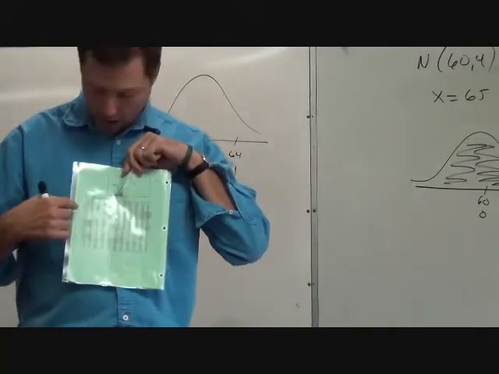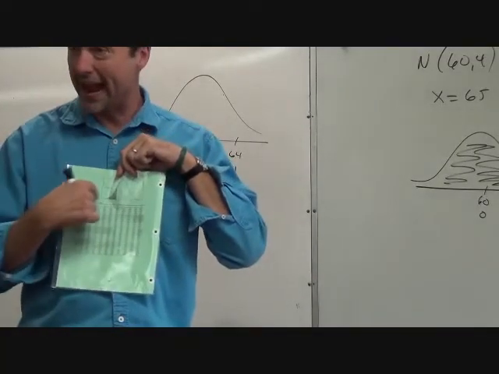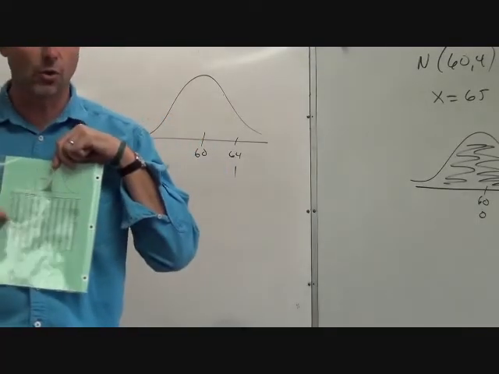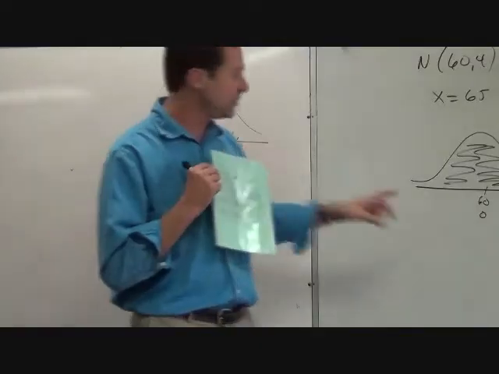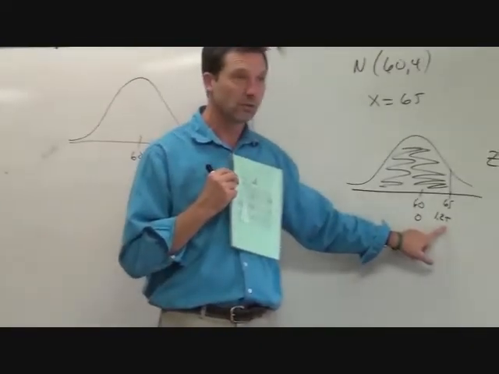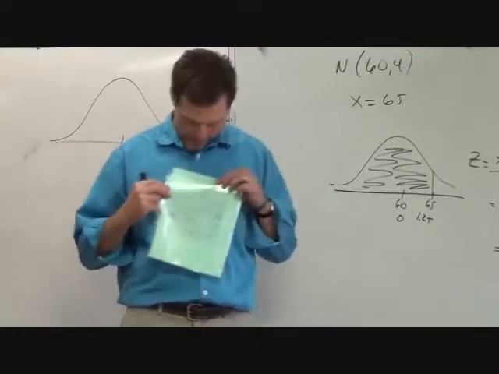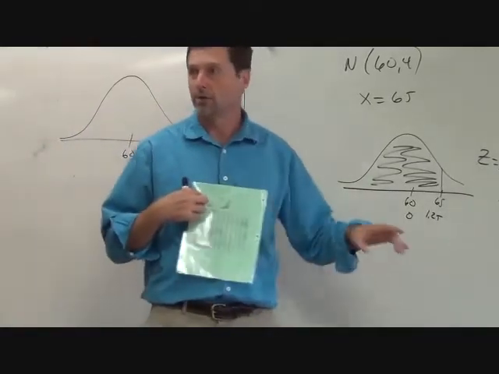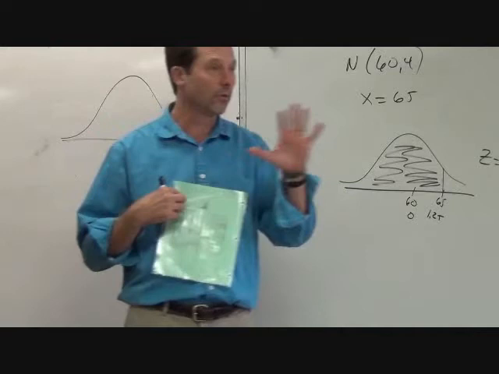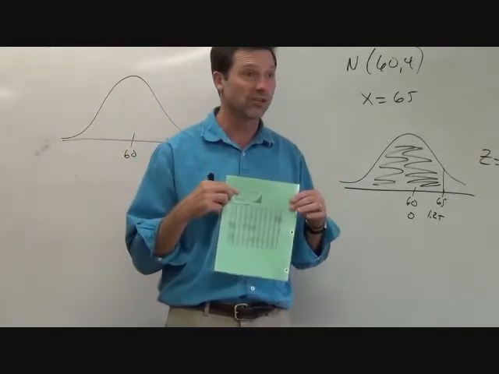On the far left-hand side and the top are the z-scores. On the left-hand side, it gives you the first 2 digits, 1.2. And on the top, it gives you the hundredths place. So to find 1.25, we would go to that spot. I'll show you that in a second.